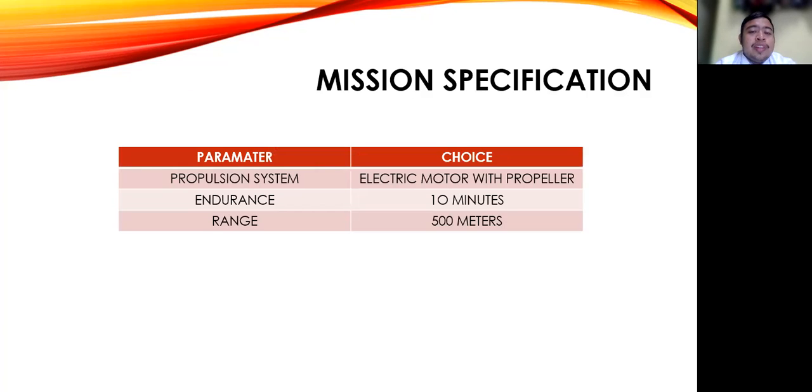For the mission specification, the size of the flying wing will be selected such that it's neither too big nor too small. This is done to make the production process easier and to eliminate stability issues. The figure shows the mission requirements for the propulsion system. The choice is an electric motor with propeller, the endurance is about 10 minutes, and lastly, the range is 500 meters.